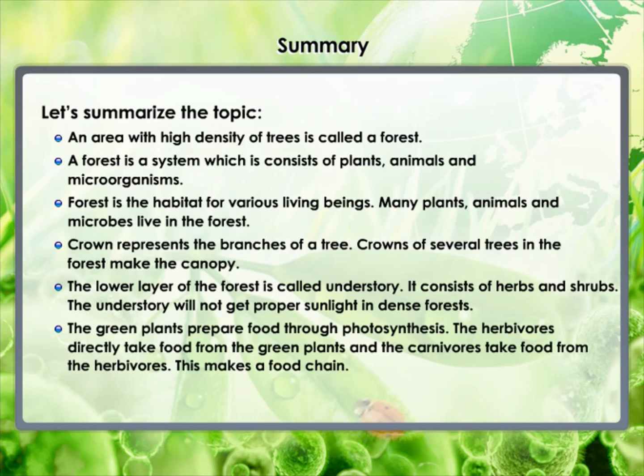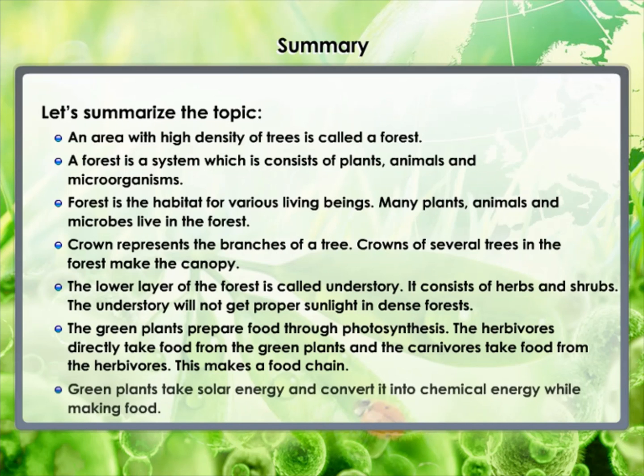The green plants prepare food through photosynthesis. The herbivores directly take food from the green plants, and the carnivores take food from the herbivores. This makes a food chain. Green plants take solar energy and convert it into chemical energy while making food.